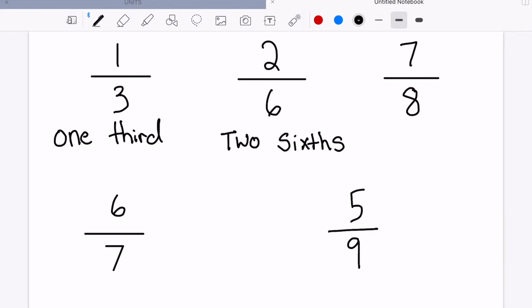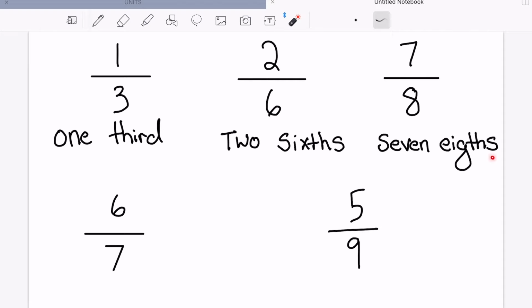So the next one, we see 7 and an 8 on the bottom. So we write the top number normally. We write 7/8. It's more than 1, so we have to add the S.